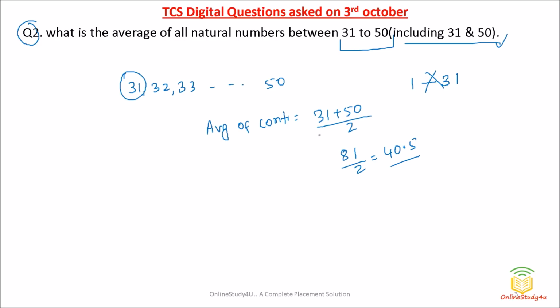Friends, this particular question was asked in the TCS Digital examination. In the TCS examination, one beautiful thing I have seen is that easy problems and difficult problems both will be given. It's up to you which problem you pick and solve, but you can see here, you will be easily able to solve this problem in your mind. So 81 by 2 is 40.5. No need to calculate the sum, subtract it, and then calculate the average.